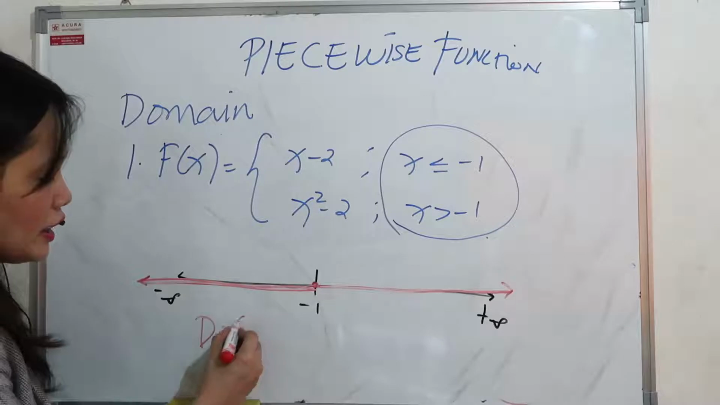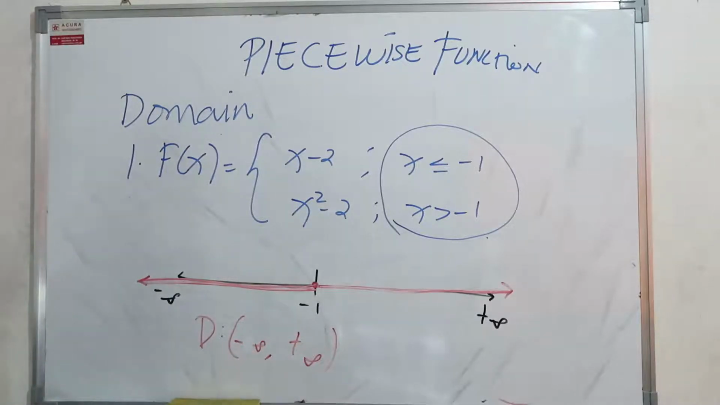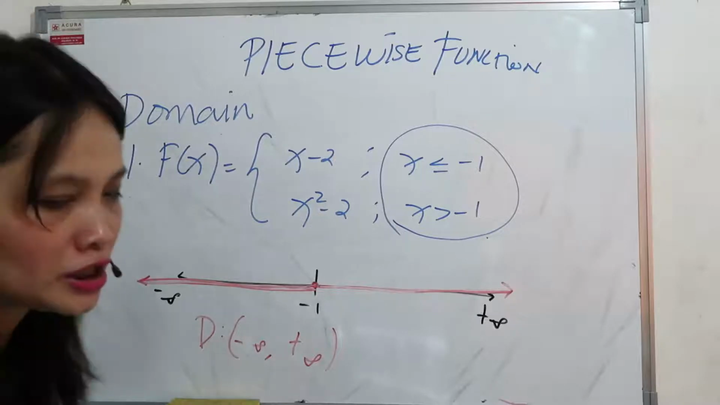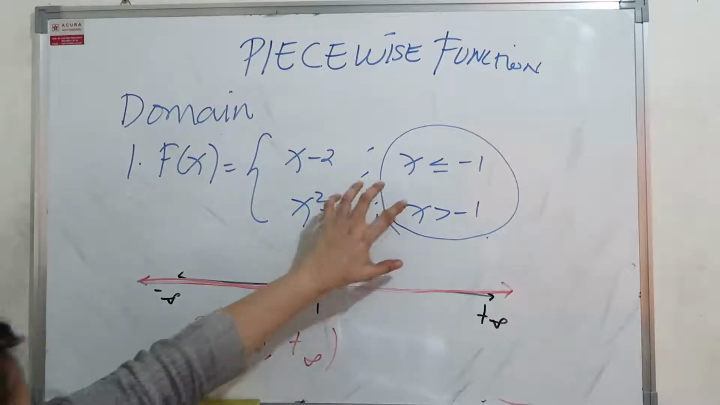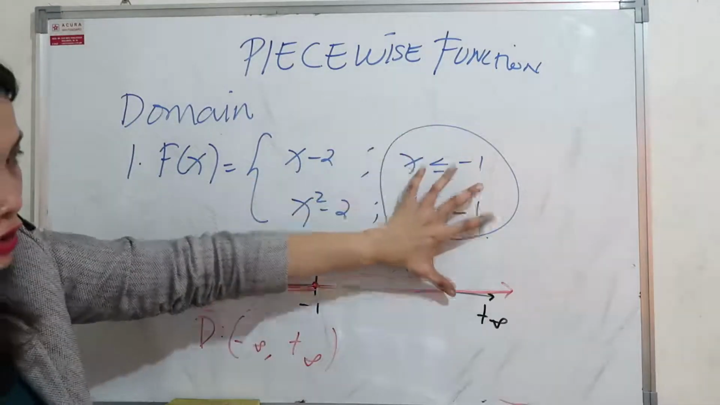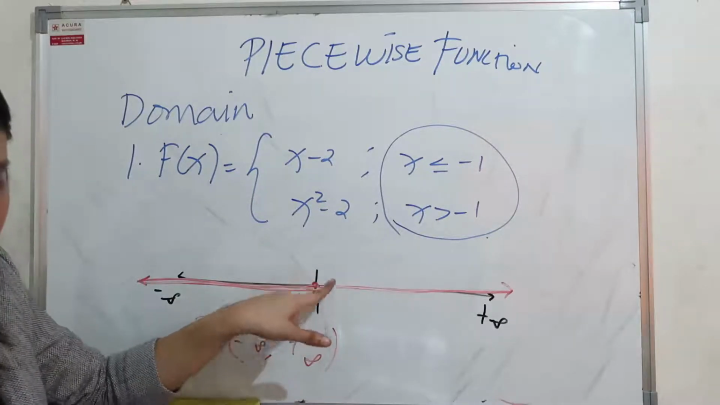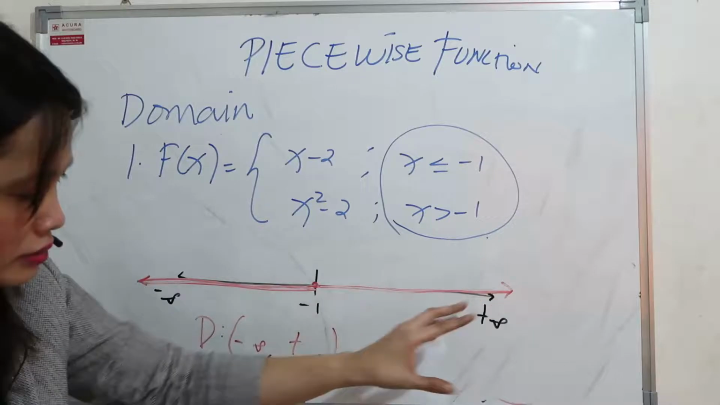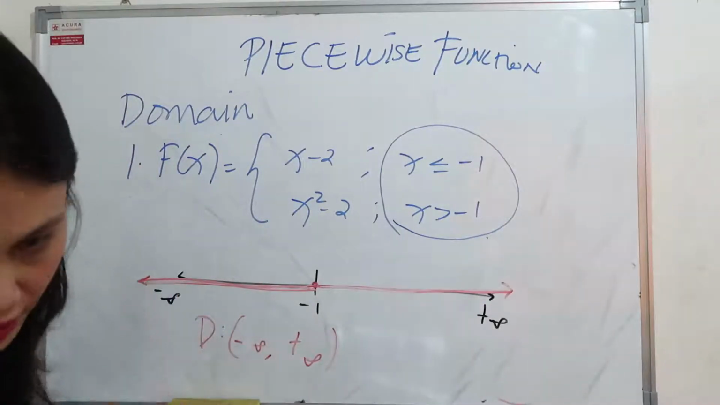Okay, so your domain will be negative infinity to positive infinity. Why is it? Try to examine your conditions. Why is it negative infinity to positive infinity? Because according to the conditions, negative 1 is included. And then the next number, greater than negative 1, is also included. So meaning, all set of real numbers are included. So negative infinity to positive infinity.